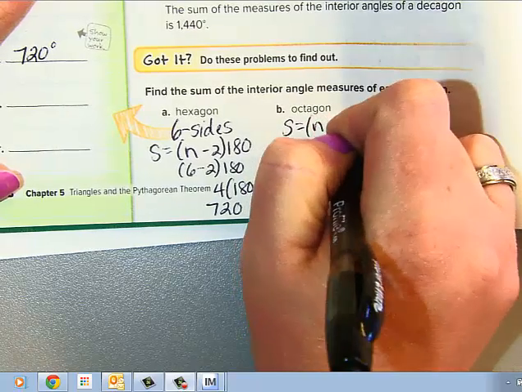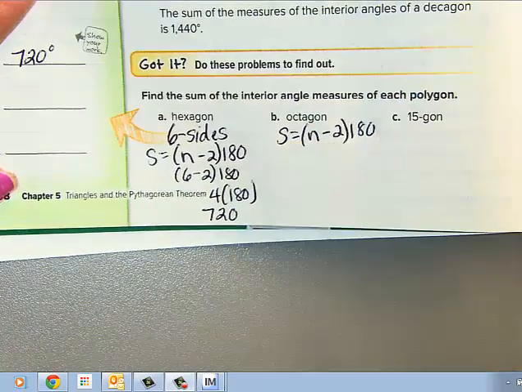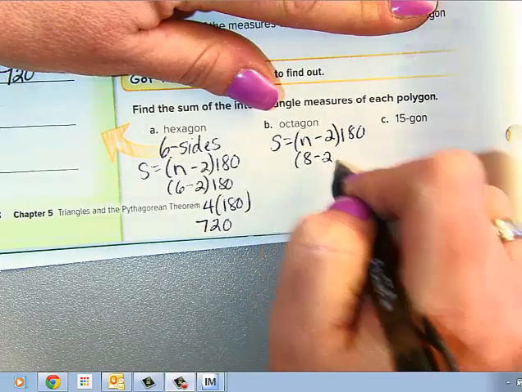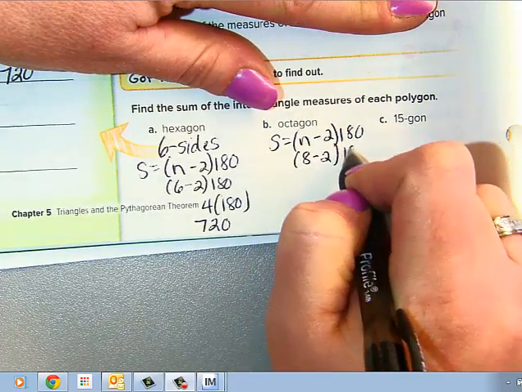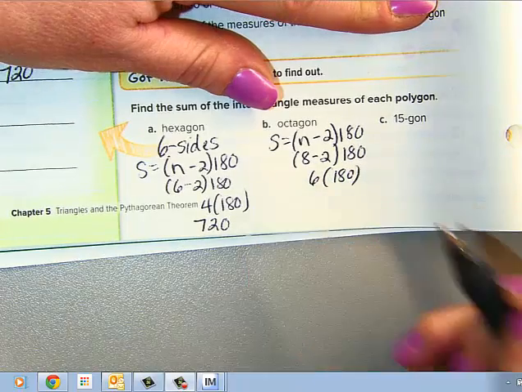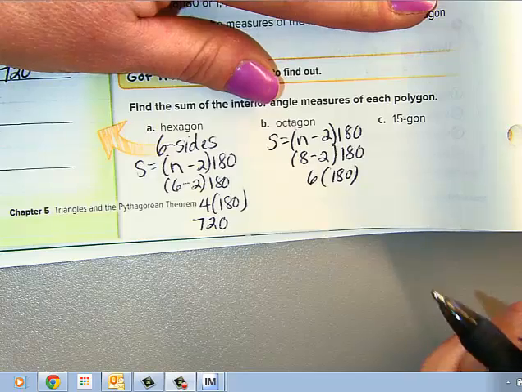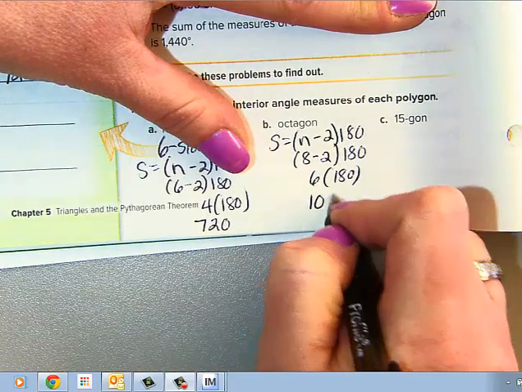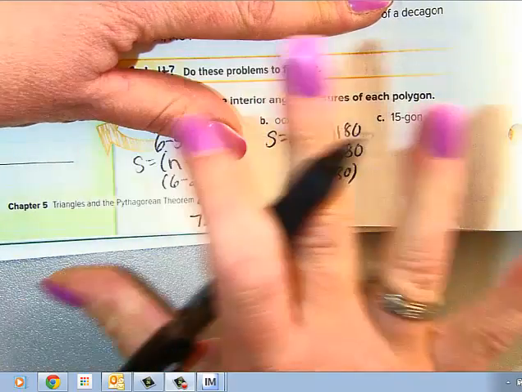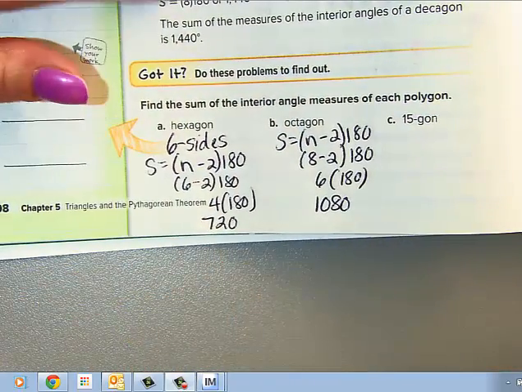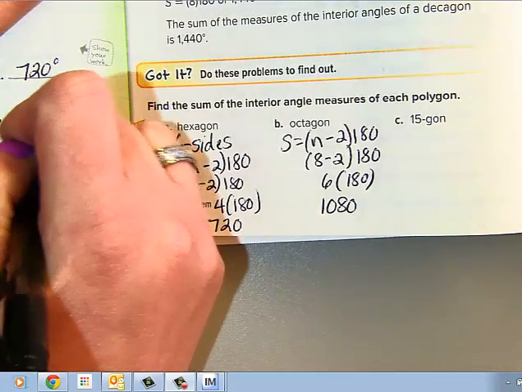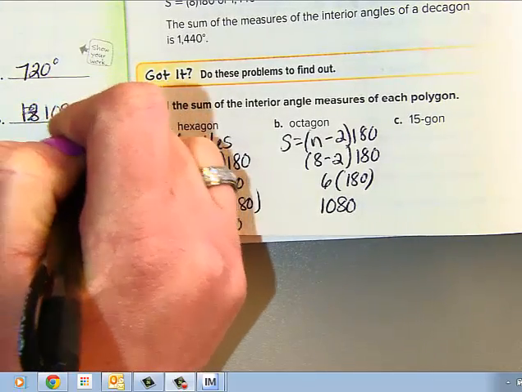Again, it's number of sides minus 2 times 180. The number of sides is 8 minus 2 times 180. 8 minus 2 is 6. And 6 times 180 is 1,080. So an octagon, the inside angles of an octagon, if I went to a stop sign and I measured all the inside angles, they should equal 1,080 degrees.